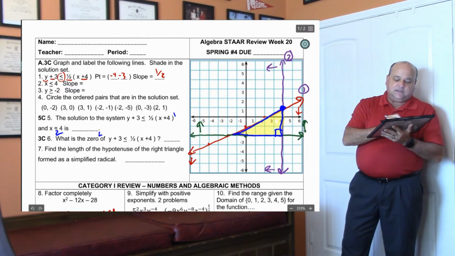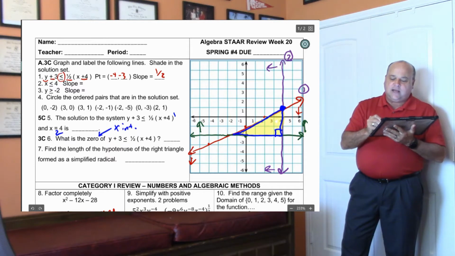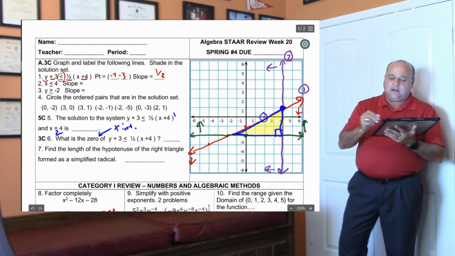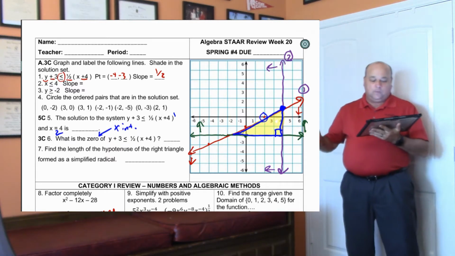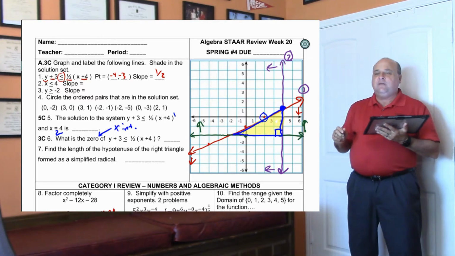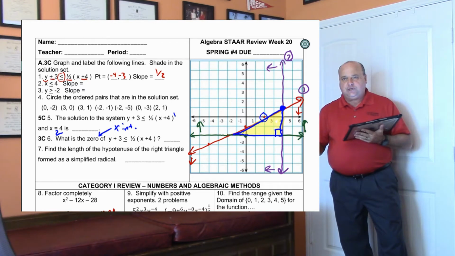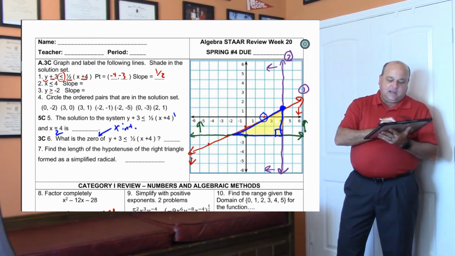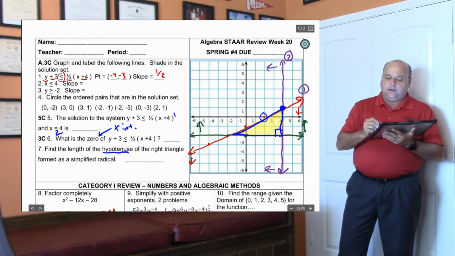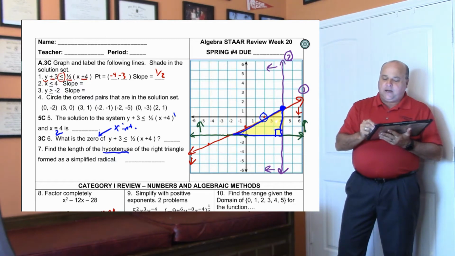Number 6, the 0 is the x-intercept, right? Where does this line cross the x-axis? It's right here. I'm not going to write that down for you. Now then, let's go to number 7. This is the new part. You're going to be doing this in geometry next year. Find the length of the hypotenuse of the right triangle. So remember, from 8th grade, y'all did this.